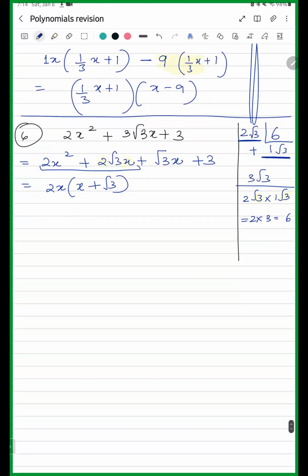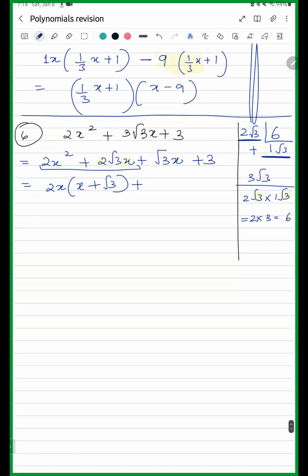Then here we should take root 3 as common. X plus root 3. Why did we take root 3 as common? Because look at this. If you open this bracket, the first term becomes root 3x and the second term becomes root 3 into root 3, which is 3, which is over here. So that is why we have to take this bracket.